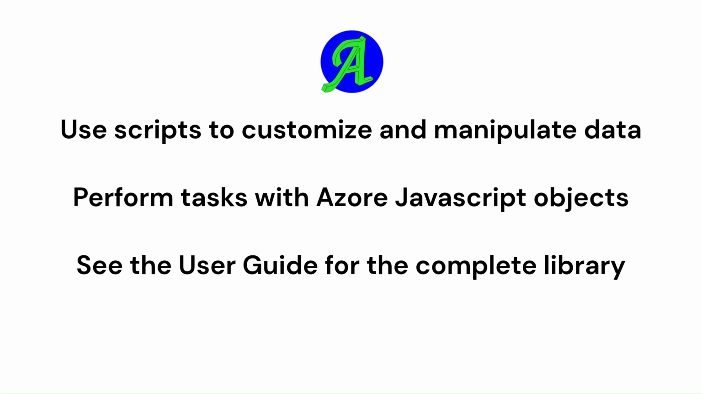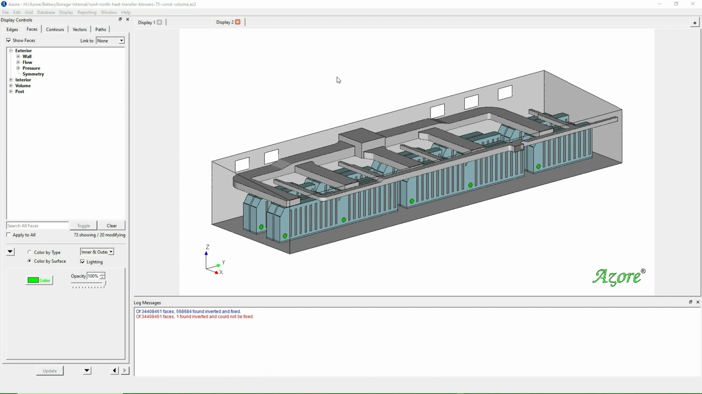In this tutorial, we'll write a very simple script to help us gather temperature data from multiple surfaces in a model. I have the Azore database open, and this is a model of a battery storage facility. The batteries are housed in cabinets, and we're evaluating the temperature and airflow throughout the room. The simulation is complete, and the solution data is available to us here in the GUI.